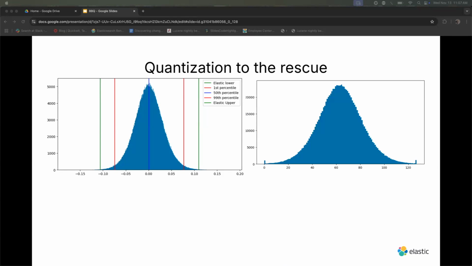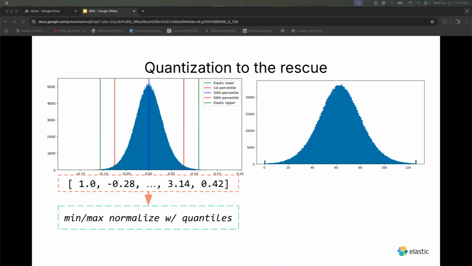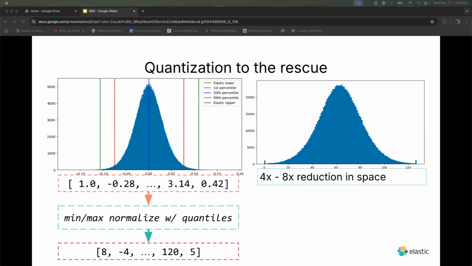And I mean, people in the back, if you took your glasses off, you couldn't see the difference. So you take these floating point values that give you 4 billion options and require 4 bytes to store. You do a simple min-max normalization with some quantiles for your minimum and maximum. And then you end up getting bytes, which you only need 1 byte to store. And that's a 4x reduction. And then you can take it even further and do half byte reduction. And that's an 8x reduction in space.